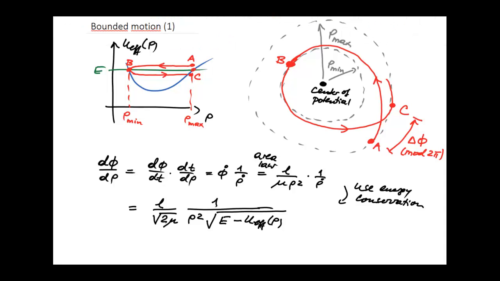When we go from A to B, then in the picture top left, we go from right to left, so the rho decreases in time. So rho dot is negative. So when going from A to B, rho dot is negative, and therefore we have to use a negative sign. If on the other hand we go from B to C, then rho increases in time, and we have a positive sign.